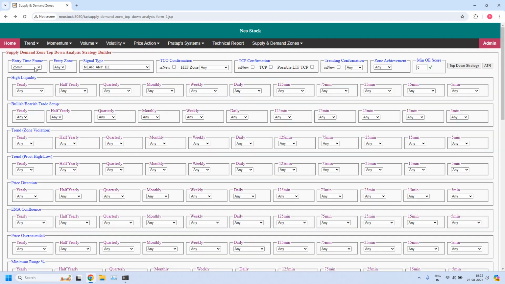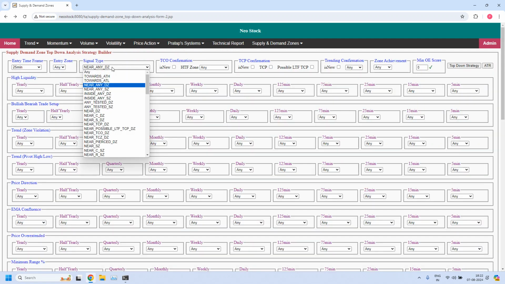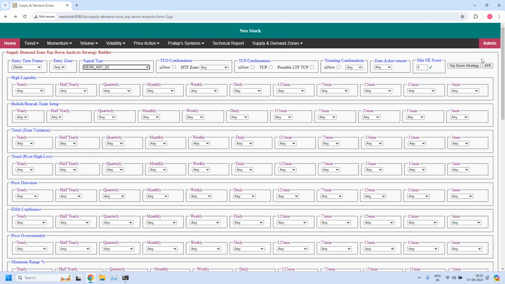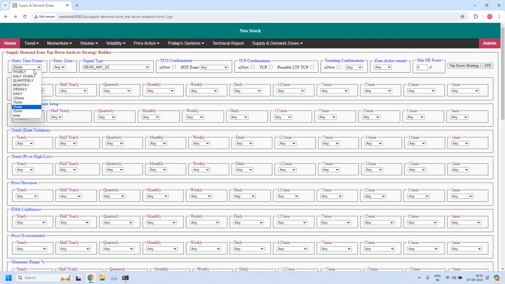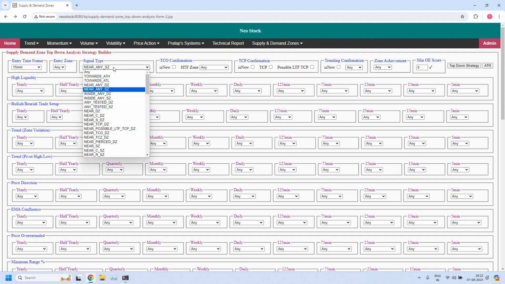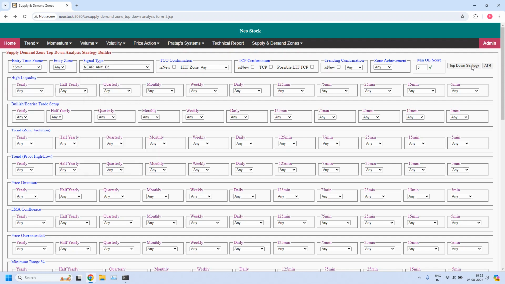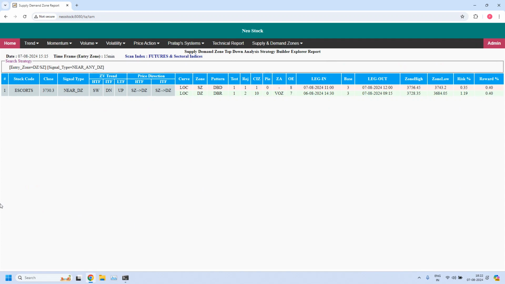And the next report is for 25 minutes time frame. Let us find the stocks near 25 minutes supply zone. 6 stocks are filtered. And the next time frame is 15 minutes. Let us find the stocks near 15 minutes demand zone. Only 1 stock is filtered.